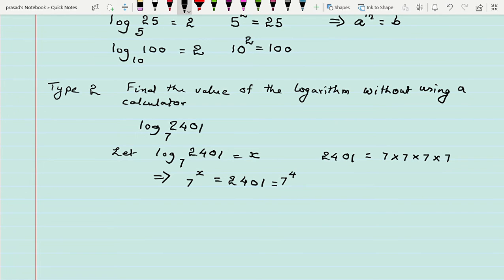So now on both sides the base is 7, so I can equate the index. So I can say x is equal to 4, and hence log 2401 to base 7, the value of this will be 4. Okay, let us take one more problem of the same type.